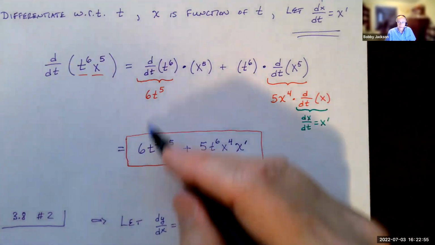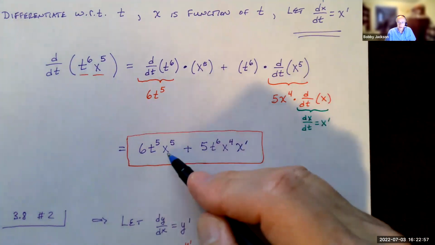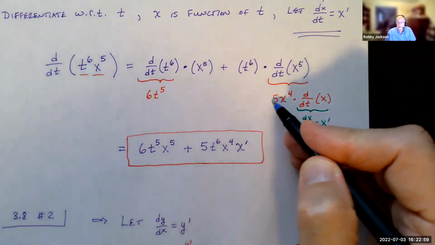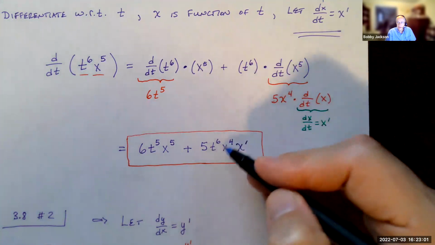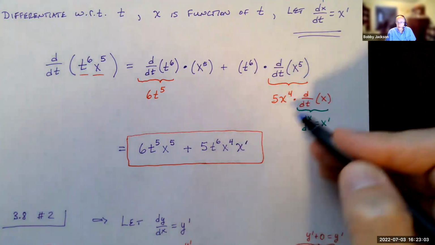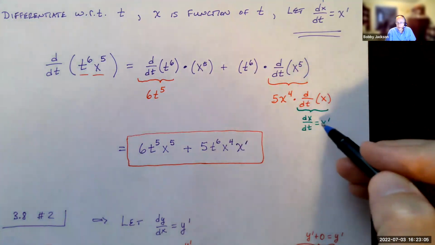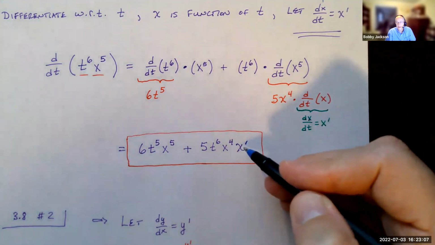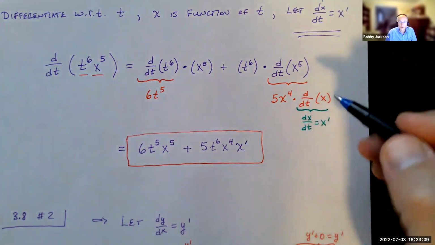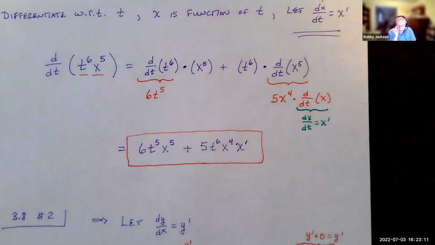So I get 6t to the 5th times x to the 5th plus this 5 I'll bring to the front, t to the 6th, x to the 4th times this stuff, which again is x prime or dx dt. This is what they want you to enter into Achieve.